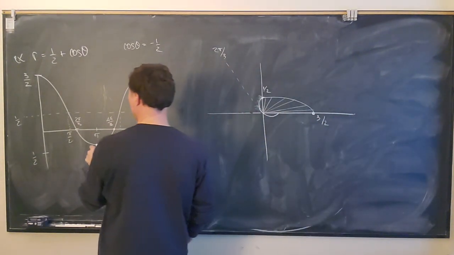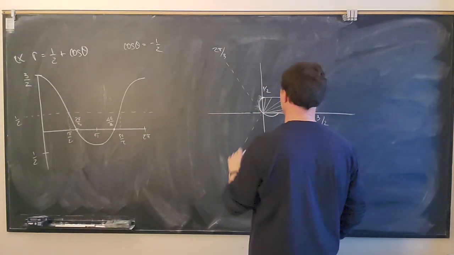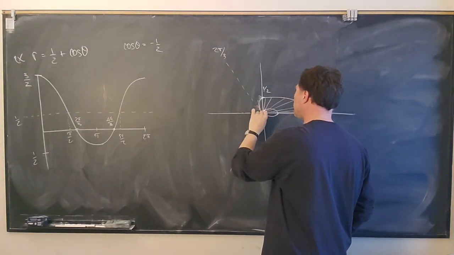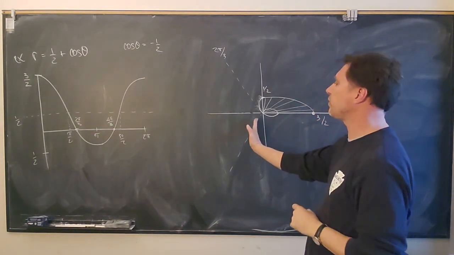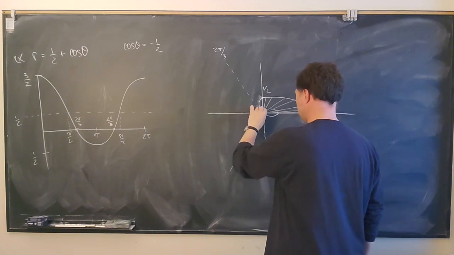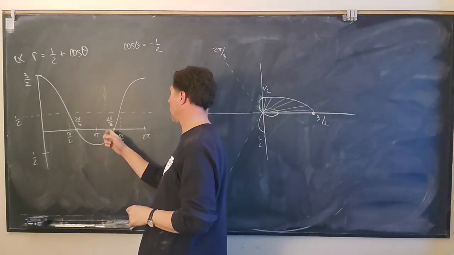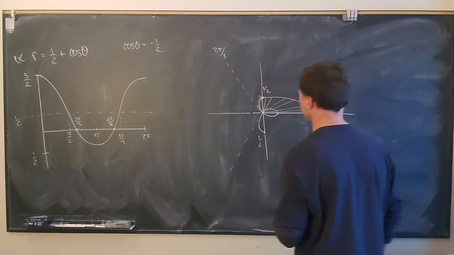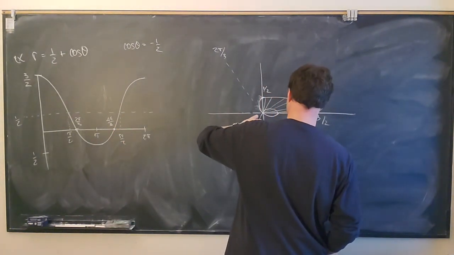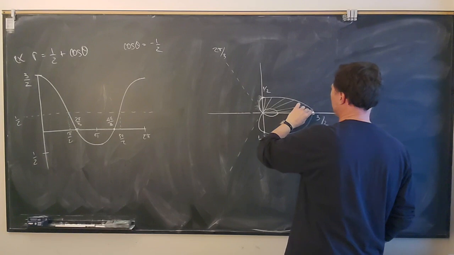And then as we go from pi to 4 pi over 3, our radius is going from -1/2 back to 0, so it completes a little loop like that. And now as we finish this off, we're back in the positive, where we get back to a positive 1/2 right there as we go from 4 pi over 3 to 3 pi over 2. And then to finish it off, from 3 pi over 2 to 2 pi, as we go through the fourth quadrant, it looks like that.